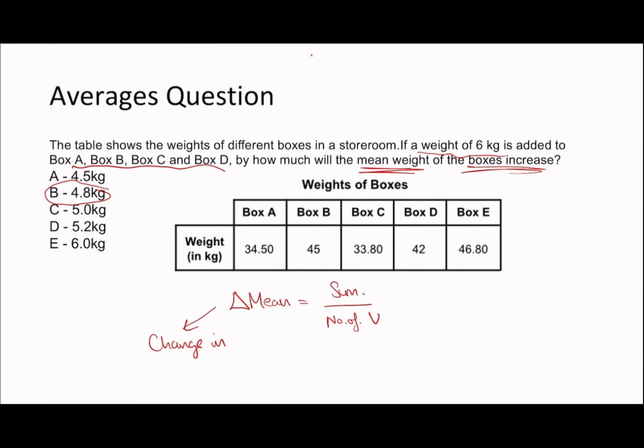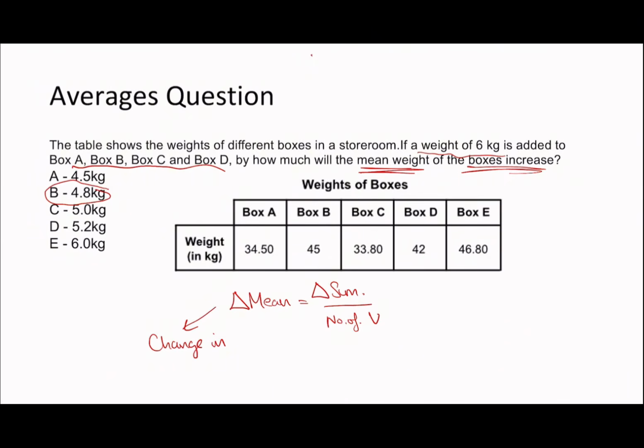So in order for there to be a change in the mean, there either has to be a change in the sum or there has to be a change in the number of values. But if you have a look here, the number of values stays the same. The number of boxes that we have stays the same. We still have 5 boxes. But what does change?